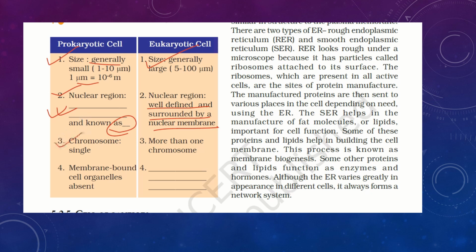Now the chromosome is single in the prokaryotic cell, while more than one chromosome is there in the eukaryotic cell. In the prokaryotic cell, membrane-bound cell organelles are absent, whereas in the eukaryotic cell, membrane-bound cell organelles are present, right? So this is the difference between the prokaryotic and the eukaryotic cell.